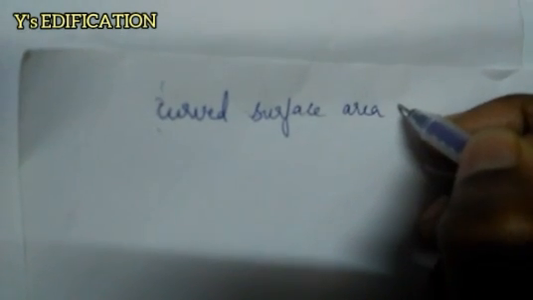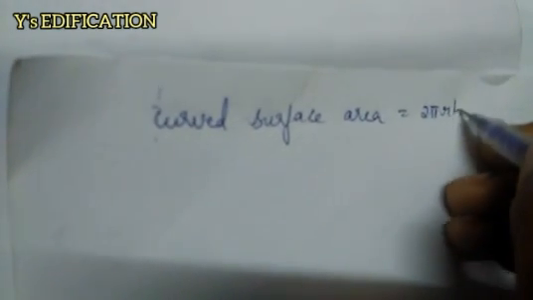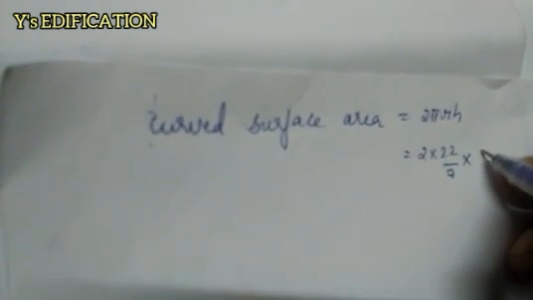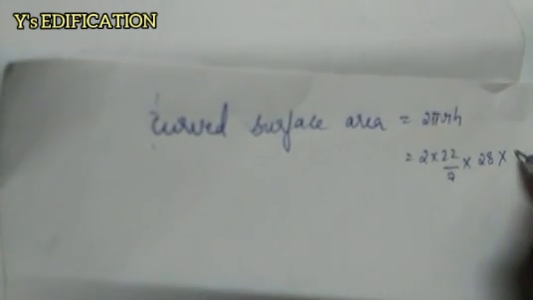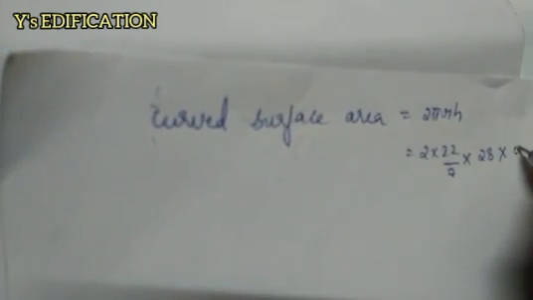Okay. So what we have to do? We have to do the curved surface area. Curved surface area formula is 2 pi RH. Okay. So 2 into 22 by 7 into what is the radius here? 28 centimeters is the radius. Height is 35 meters. We have to convert the height into centimeters, that is 0.35. Okay. Now 7 1s are 7, 7 4s are 28.